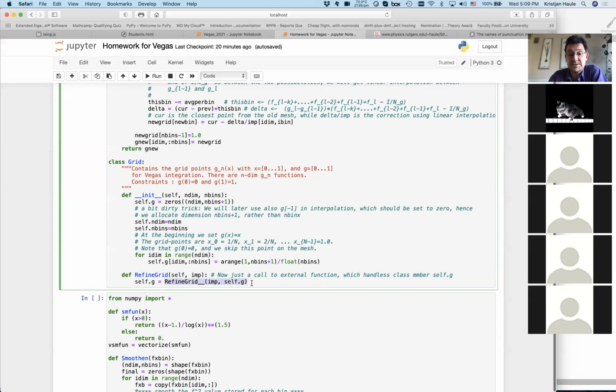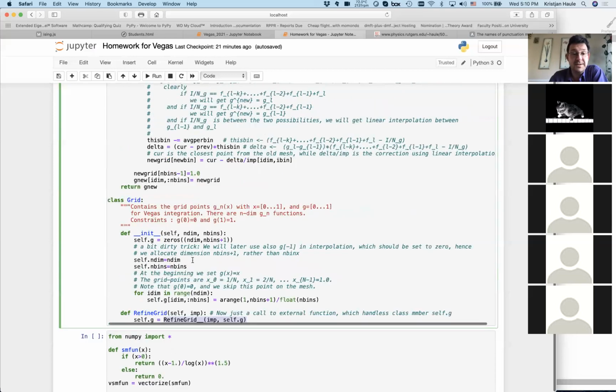Okay. So this refine grid underscore will do all the work, and it's actually just a simple function. The simple function, the refine grid, needs only the function imp, which is basically the projection of our function on all axes, and then it also needs the previous grid. So imp is the function with which we're going to construct the new grid, and self G is the old grid. These are the only two things that we need in order to do all the work.